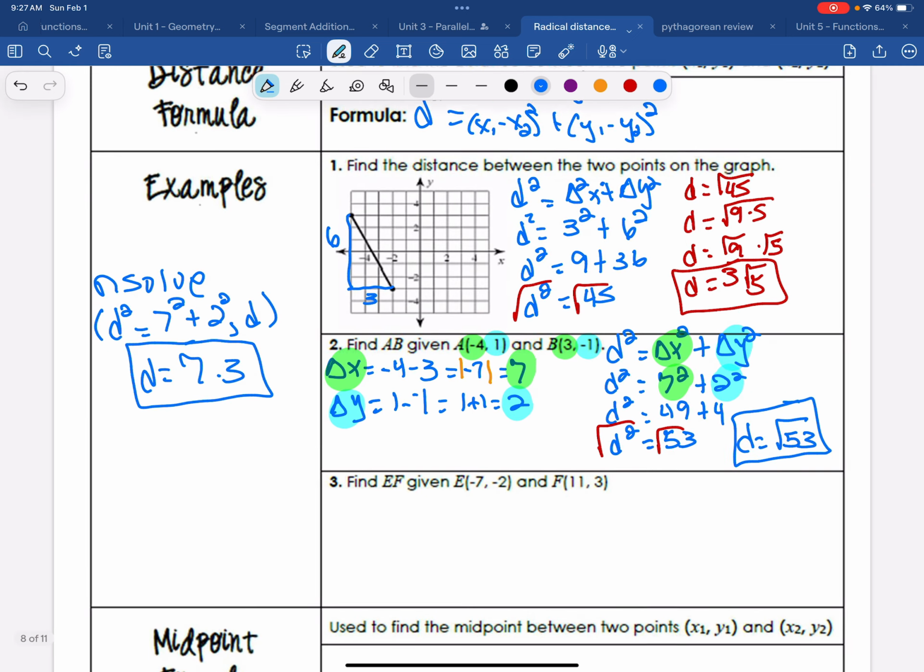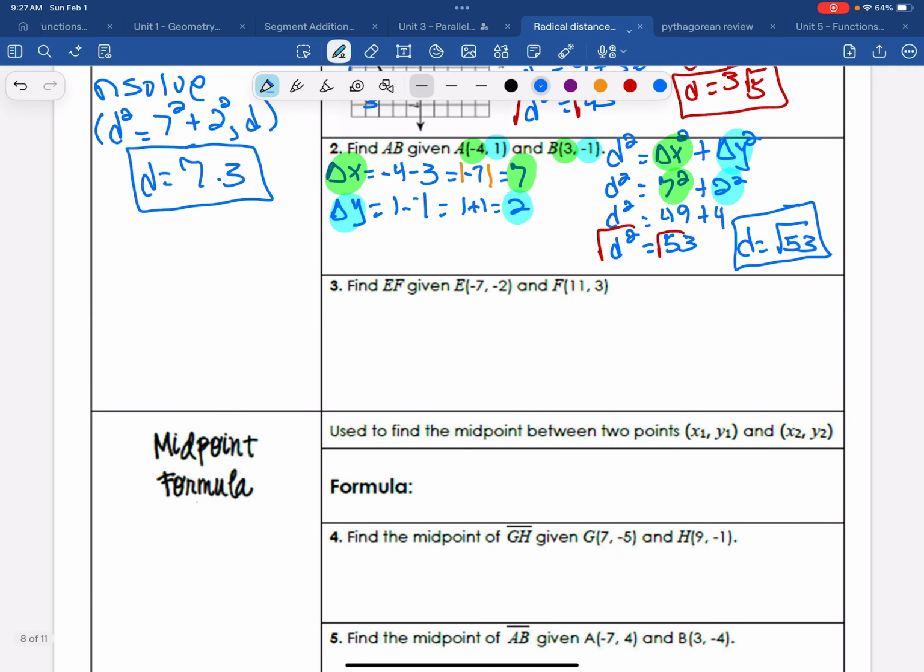All right, so I'm going to leave the third one for you. You can either do it by hand yourself, or you can use nSolve.